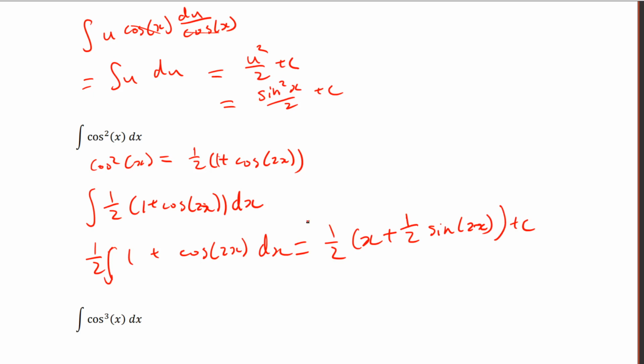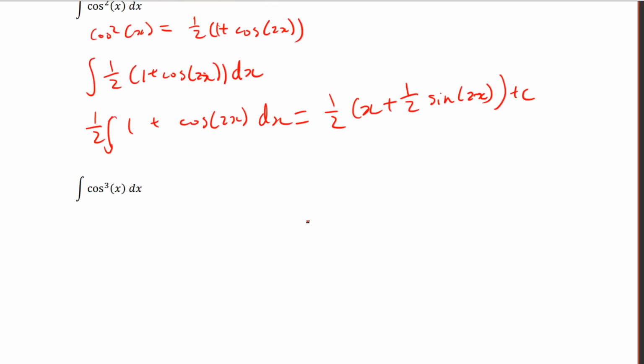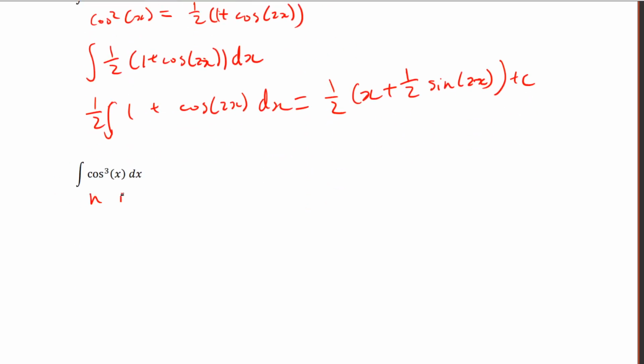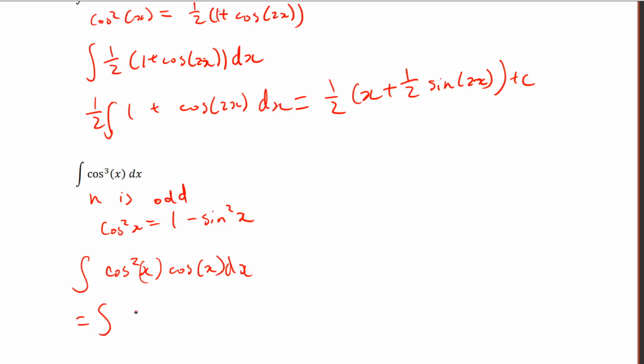And then my final example is case 3. So this is n is odd, or the power of cos is odd. So I need to use cos squared x equals 1 minus sine squared x. Right, so I'll have cos cubed x is cos squared x times cos x. And I can write this as 1 minus sine squared x times cos x.